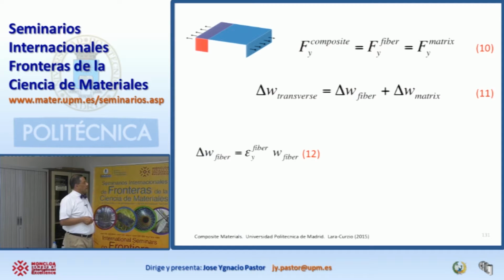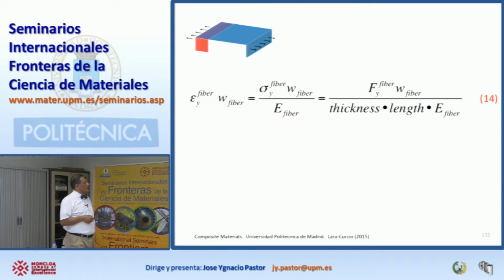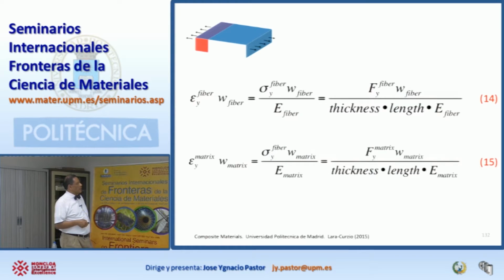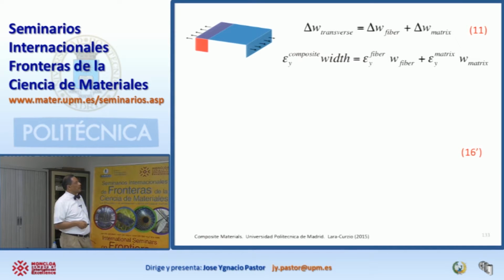So by definition of a strain, the change in width of the fiber is equal to the strain in the fiber in this direction multiplied by the initial width of the fiber. The same is true for the matrix. The change in width of the matrix is equal to the strain in the matrix times the initial width in the matrix. And then if we use our elasticity relationships, we get an expression for the strain multiplied by the initial width. The strain can be replaced by the ratio of the stress divided by Young's modulus. And then the stress can be replaced by the ratio of the force divided by the cross-sectional area. And we can do the same for the matrix.